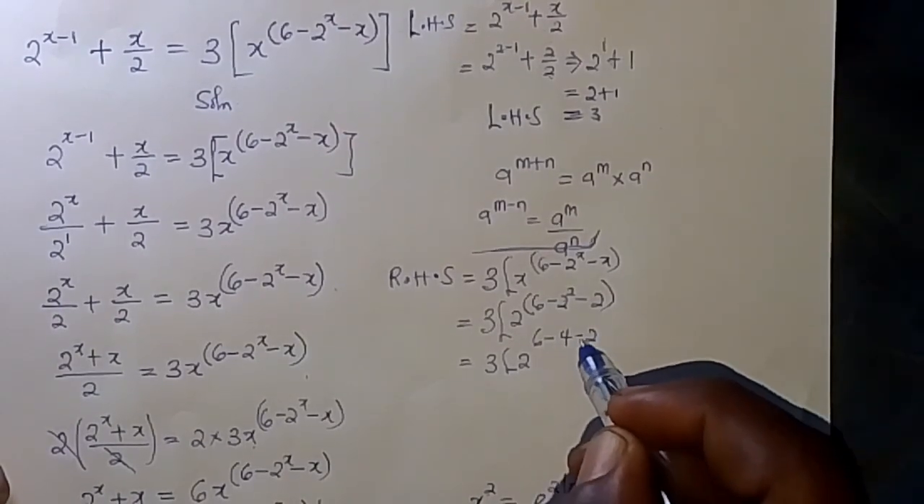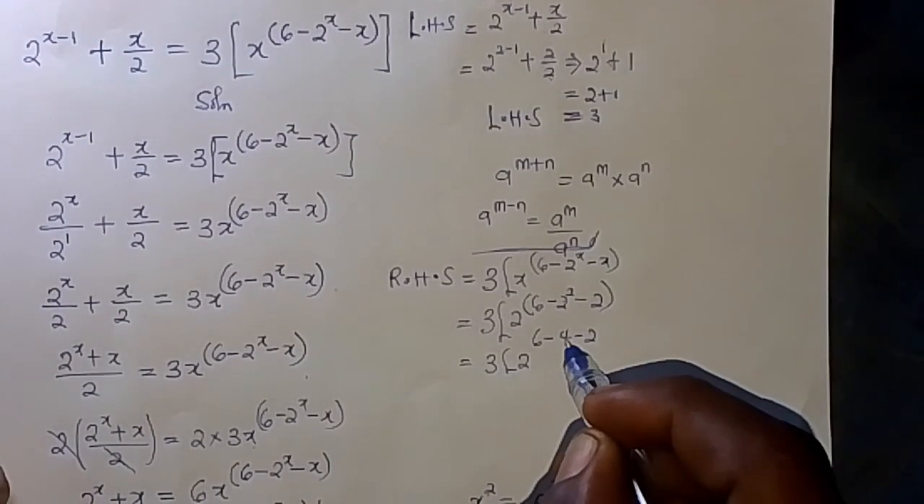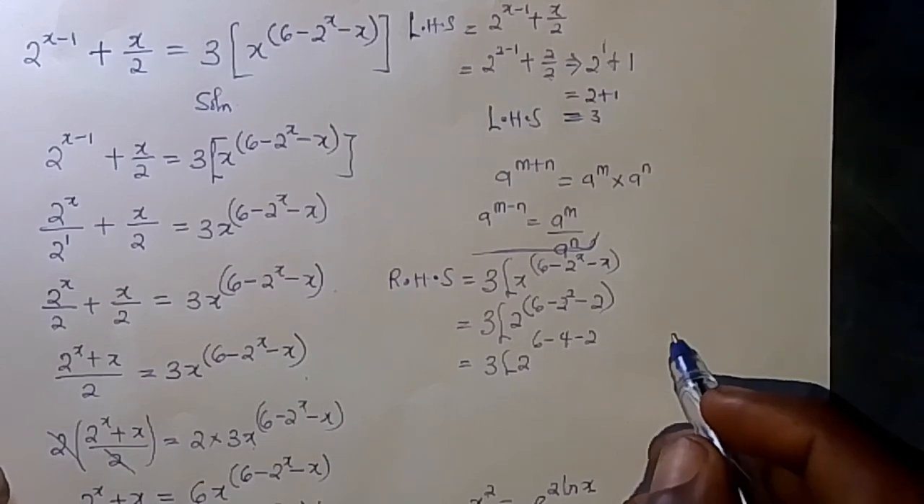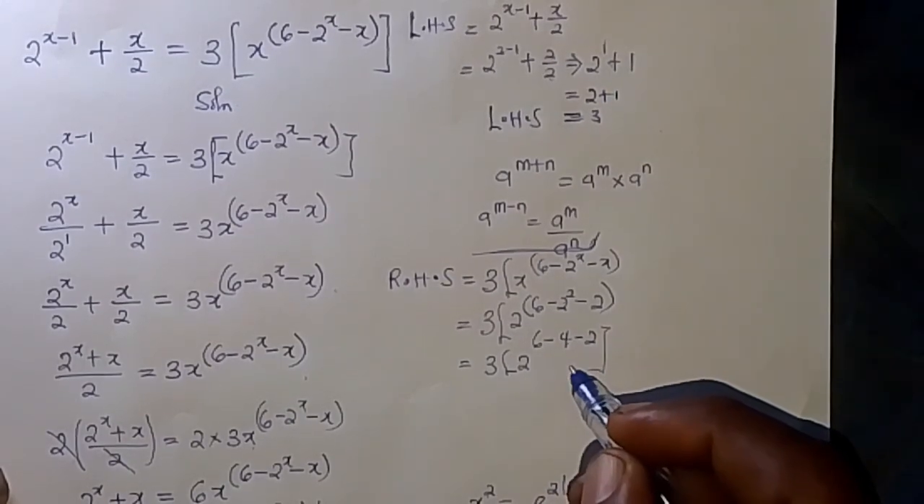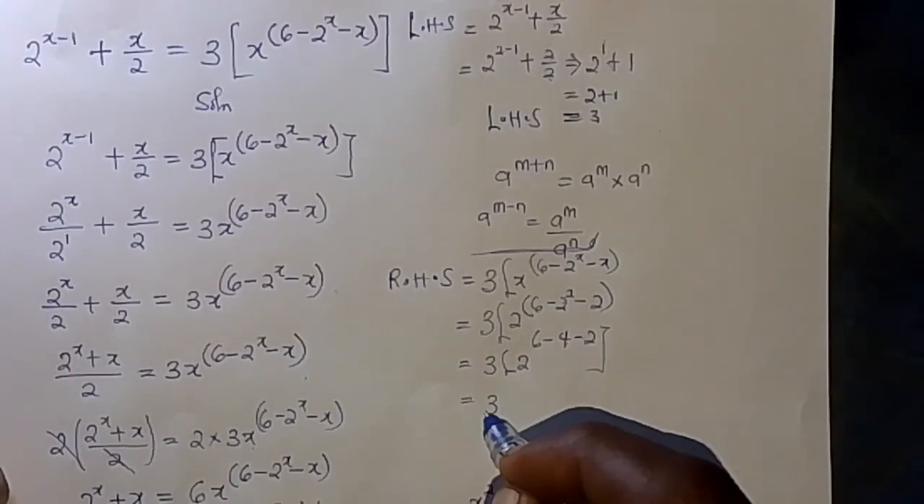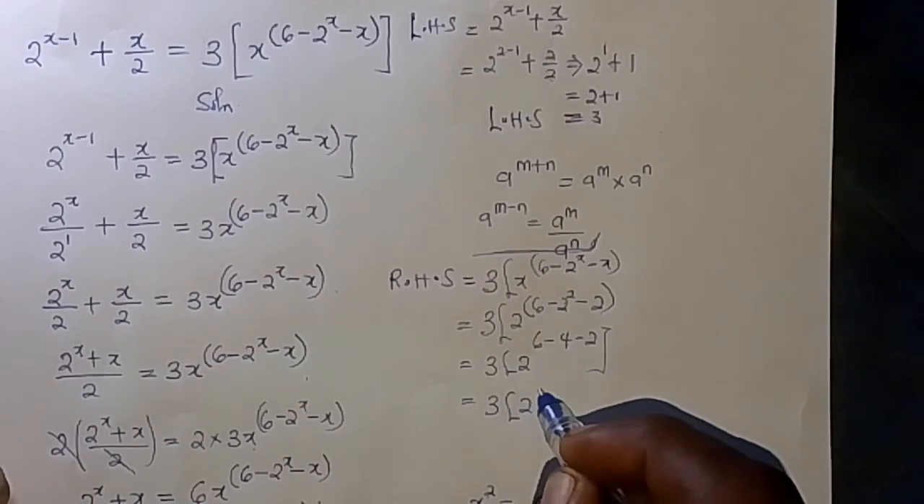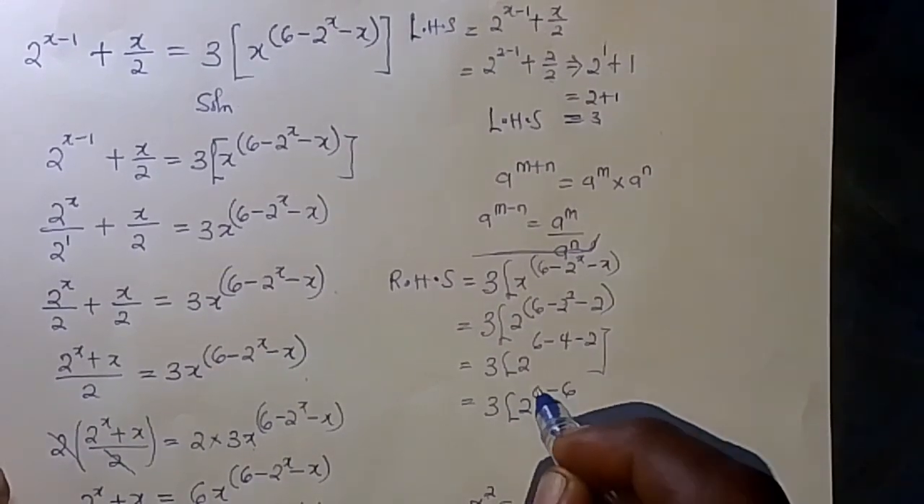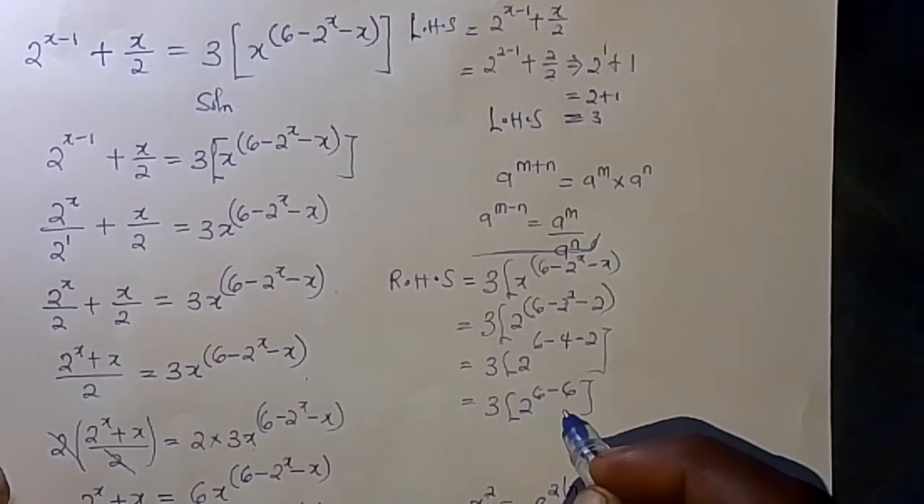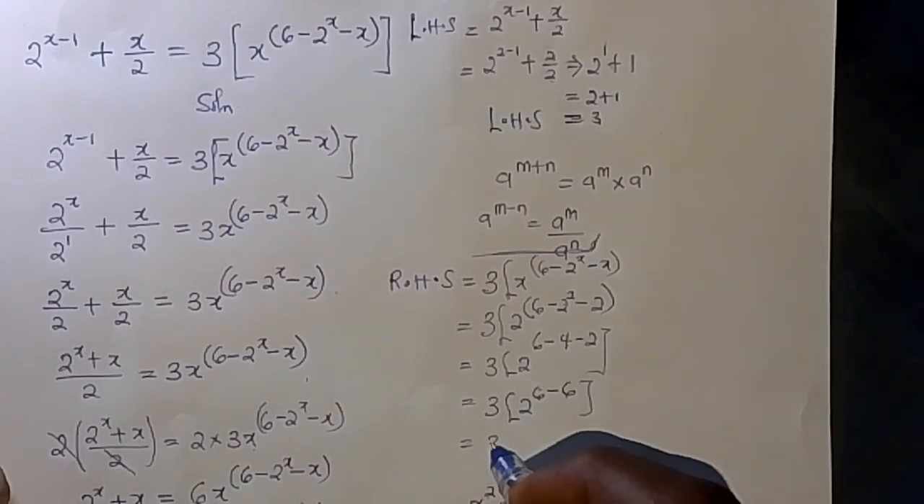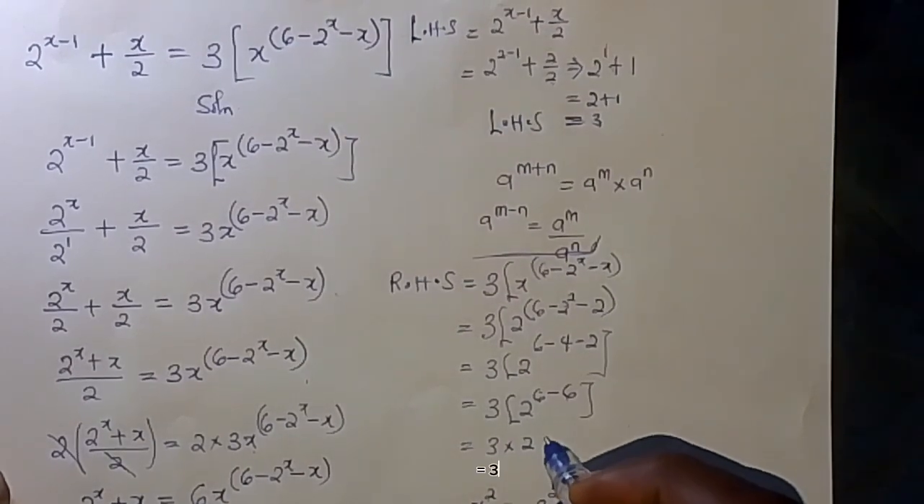So we can further simplify the exponent here. Minus 4 minus 2 is minus 6. So this can be written as 3 multiplied by 2 to the power of 6 minus 6. 6 minus 6 definitely equals 0. So we are now having 3 multiplied by 2 to the power of 0.